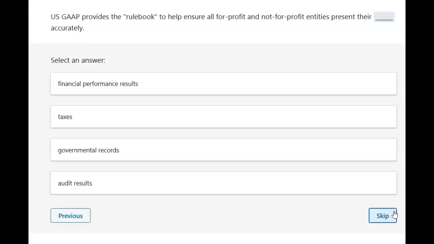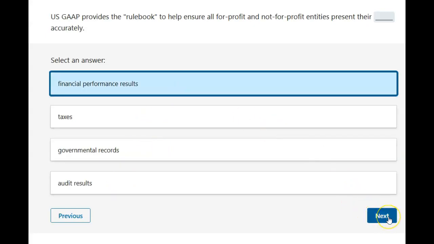Okay, U.S. GAAP provides the rule book to help ensure all for-profit and not-for-profit entities present their what accurately? Their financial performance, their taxes, their government records. Well, GAAP has nothing to do with taxes except for stating deferred taxes correctly. Maybe that's better left to an intermediate tax class, and also the tax liability. But that's not the main goal. Present their government records. I don't think that's it, and I don't think it's audit results. So I think financial performance results makes the most sense here.